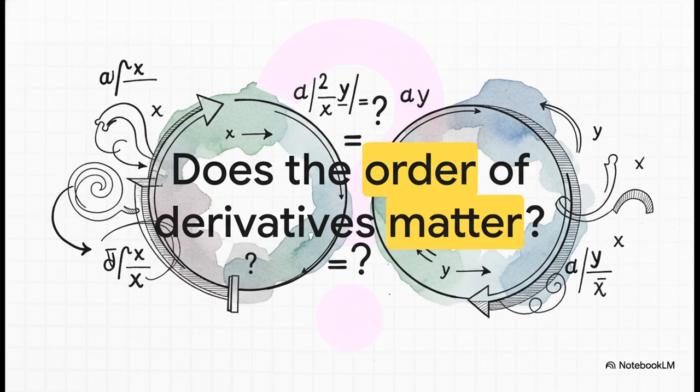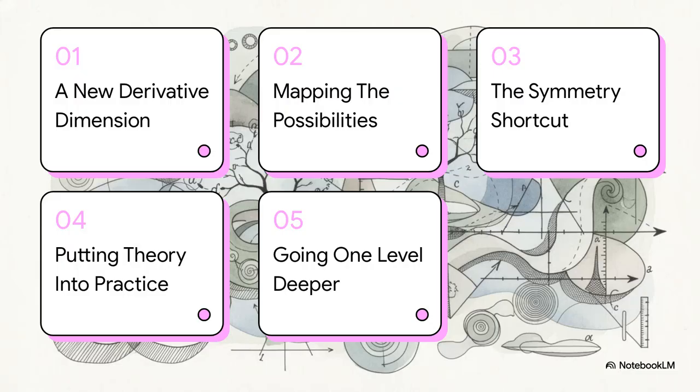I mean, if you've got a function with both x and y, is going x then y the same as going y then x? It seems like it should be, but is it? Let's find out. All right, here's our game plan. We'll kick things off by connecting this to stuff you already know. Then we'll map out all the possibilities. After that, the big reveal, a massive shortcut. We'll put it all into practice with some examples, and then, just for fun, we'll go one level deeper.